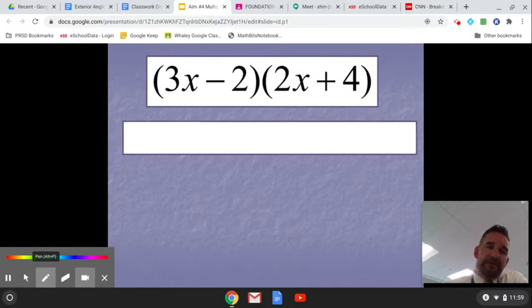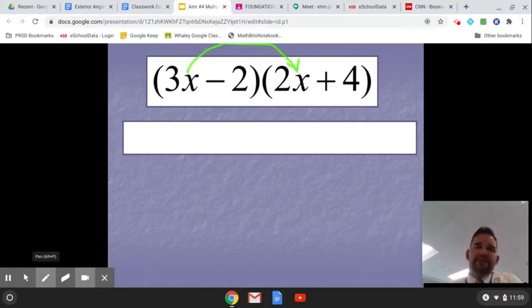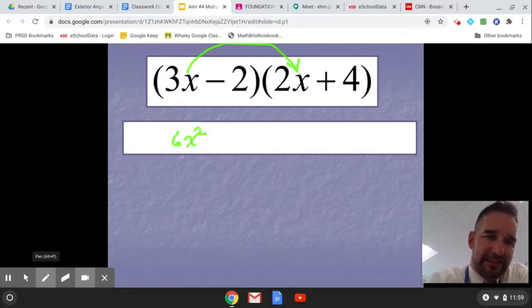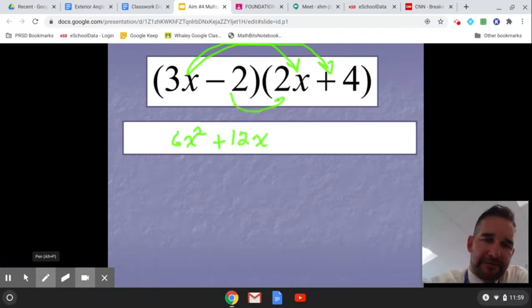At this point, we can double distribute. 3x times 2x. Now, if this is still something you're struggling with, like you don't know what 3x times 2x is, we'll do a whole unit on multiplying things that have variables in them. But 3x times 2x is 6x squared. Anytime you multiply x times x, you end up with x squared. 3 times 2 is 6. 3x times 4 is 12x. Then negative 2 times 2x is negative 4x. And negative 2 times 4 is negative 8.